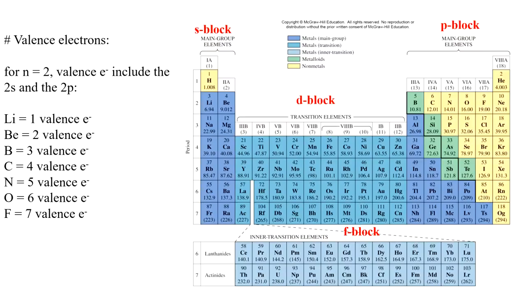Nitrogen has 5 valence electrons because there are 2 in the 2s and 3 in the 2p. Oxygen has 6 valence electrons, that is 2 in the 2s and 4 in the 2p. Fluorine has 7. So there are 2 in the 2s and 5 in the 2p. So now we'll continue on thinking about valence electrons and what those mean.